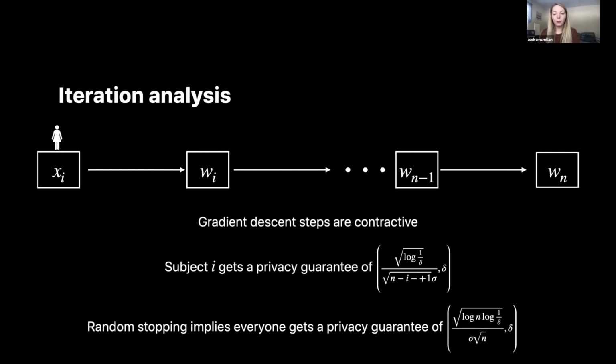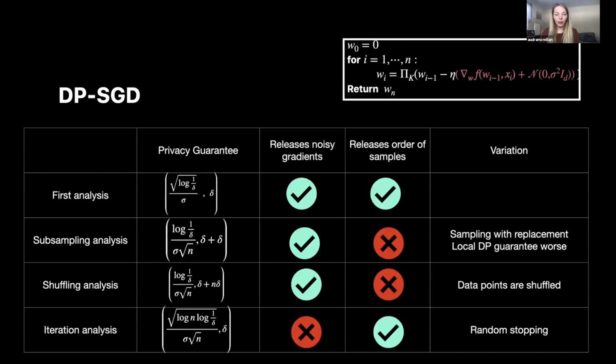Okay, so everyone gets a privacy guarantee of square root log n, square root log 1 over delta over sigma square root n. Okay, so I get a central privacy guarantee of this here. Okay, so if I look back at my table, this is a little bit worse than what I got for shuffling and subsampling.